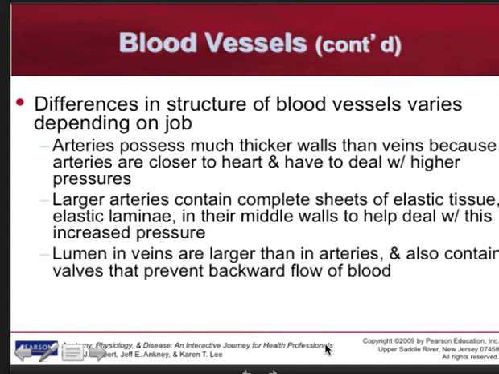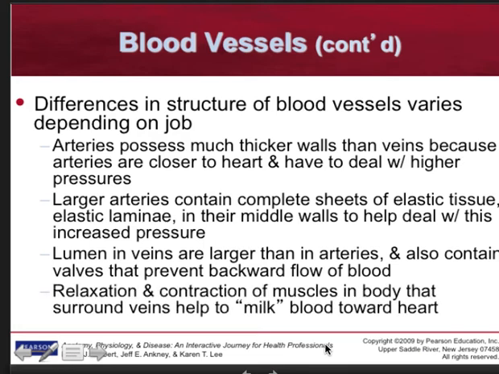The lumen in the veins is larger than the arteries, and it contains valves that prevent backward blood flow. And relaxation and contraction of skeletal muscle is what primarily serves as the motive force in the venous circulation. This is what increases what we call venous return to the heart.